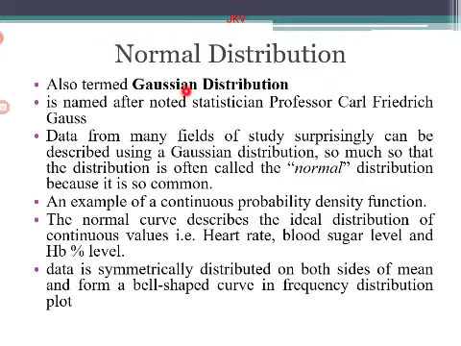Now, coming to the types of distribution. There are different types of data distribution, and the most common type is normal distribution. Generally, it can be divided into normal distribution and non-normal distribution. So first we can discuss this normal distribution. Now, this normal distribution is also termed Gaussian distribution.